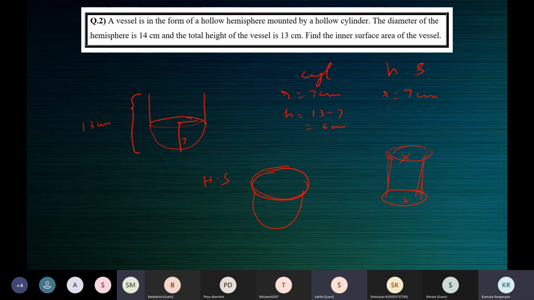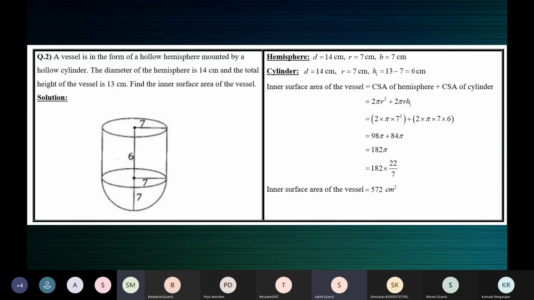The inner surface area of the vessel is the CSA of the hemisphere plus the CSA of the cylinder. We're saying CSA because the circular portions are not there. You can get the feeling of this circle, but there is no circle to paint. Yes, please mark this answer, children.